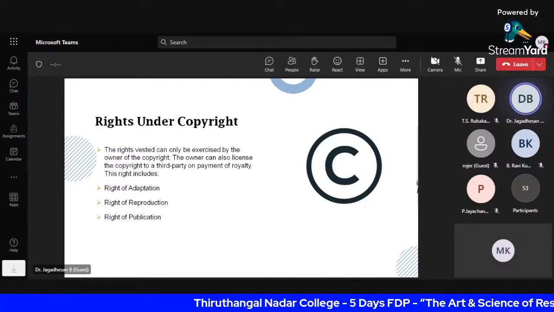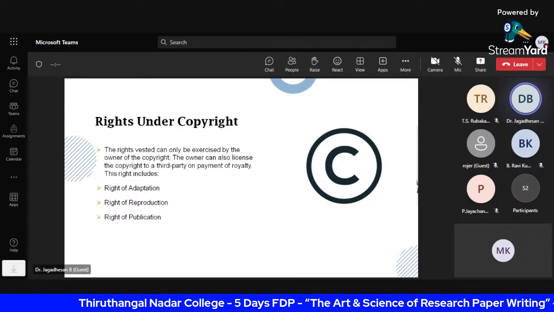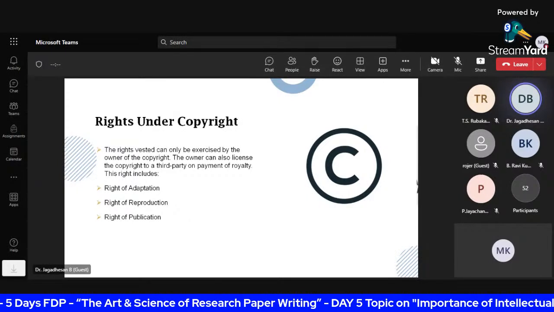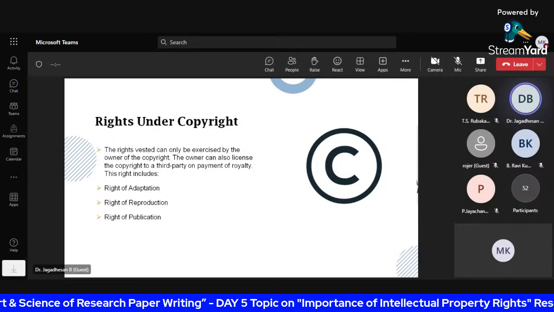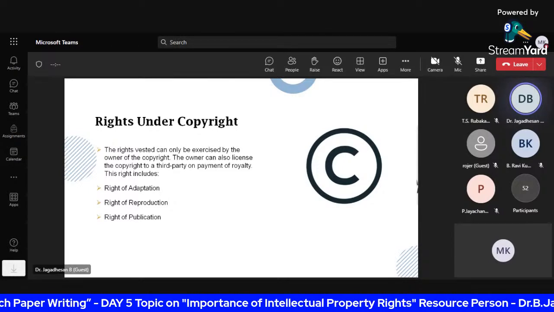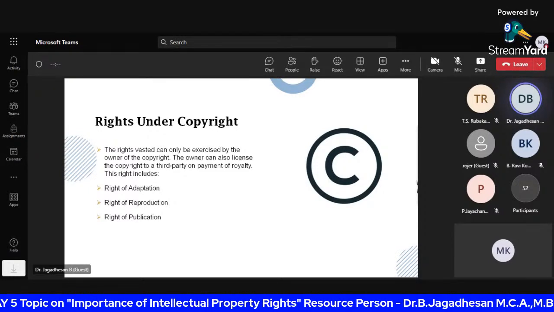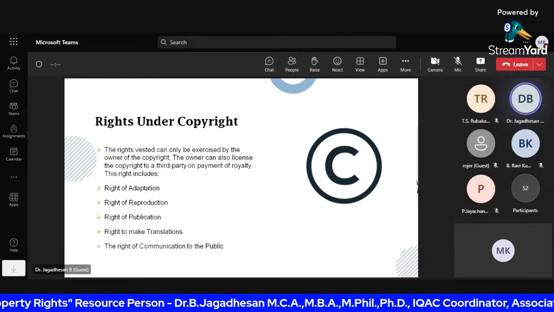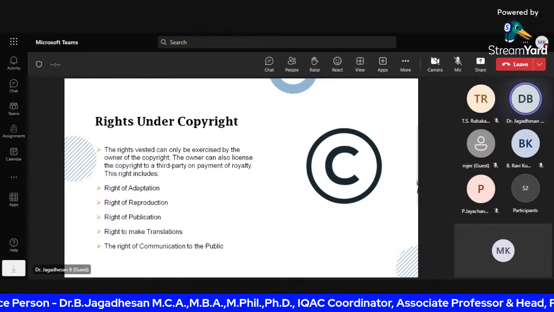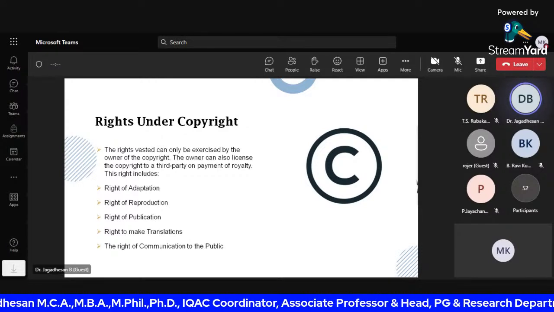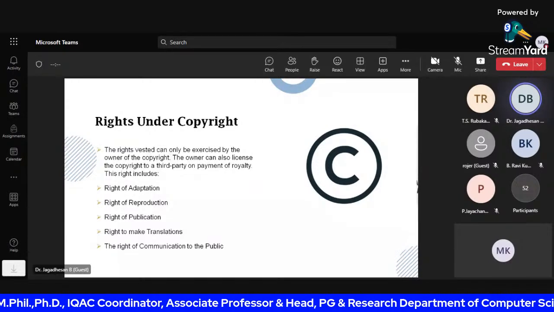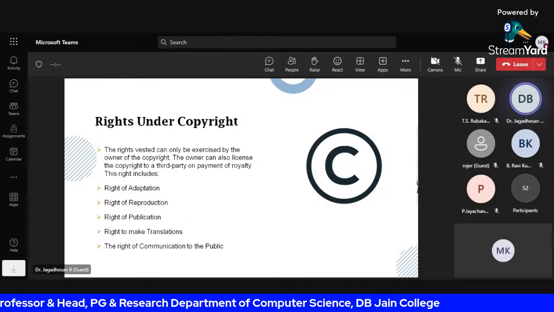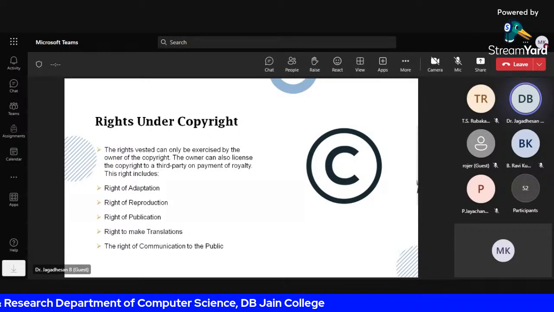What is meant by royalty? When using the logo, the symbol, the copyright, the third party pays the royalty. At that time the use of the copyright is legal; otherwise it is not legal. How are these rights included? Right of adoption, right of reproduction, right of publication, right to make a translation, and right of communication to the public. So these are the rights under copyright, exercised with the permission of the owner, the inventor, the source person. Okay.